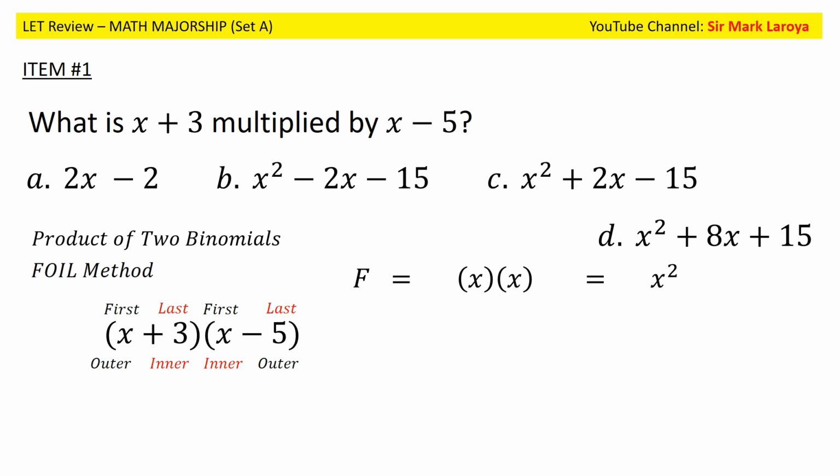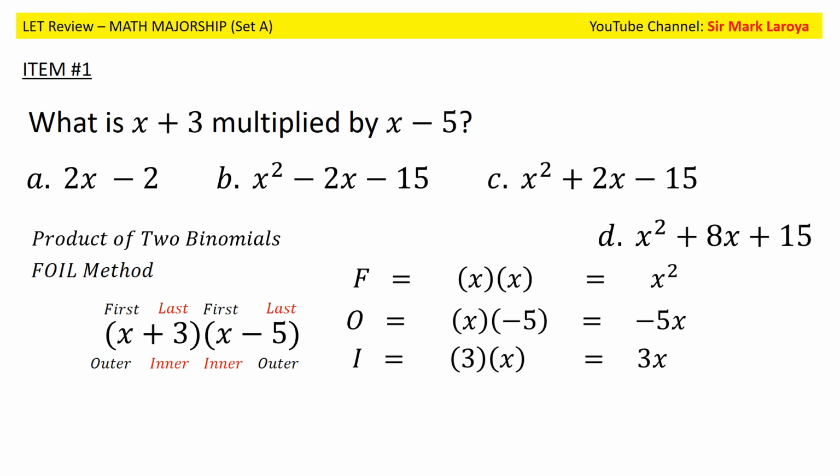Ngayon naman, susunod ay yung dalawang outer terms natin, x, and then multiplied by negative 5, yung outer term sa ating second binomial. So we will have negative 5x. And then for our inner terms, you have 3 times x, so that is 3x. At yung last terms natin na 3 times negative 5 equals negative 15. So ipag-add lang natin tong apat na products na nakuha natin.